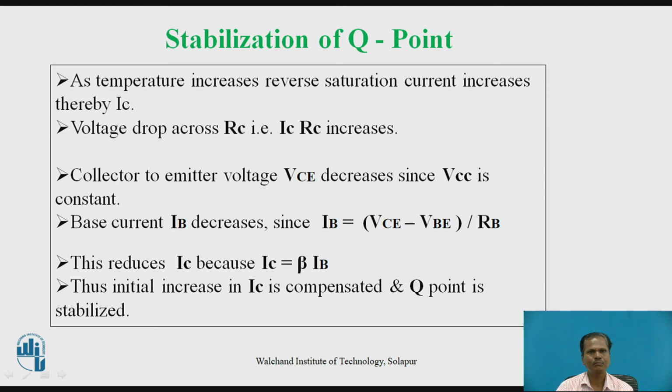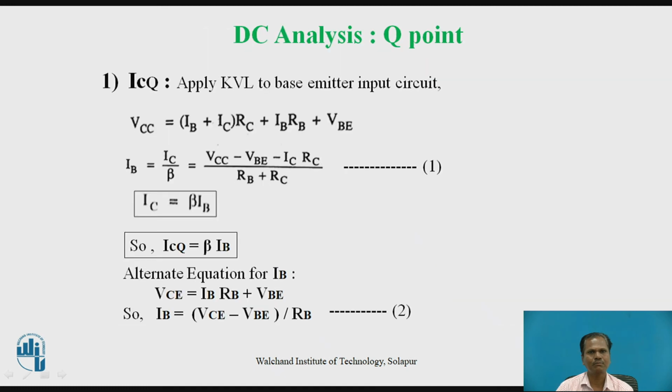As collector to emitter voltage decreases, the base current IB decreases since IB is given by VC minus VB upon RB. So this reduces the collector current IC, because IC is given by beta times IB. Thus, the initial increase in collector current is compensated, the initial value of collector current is restored, and the Q point is stabilized.